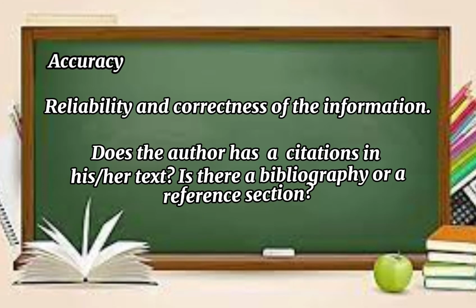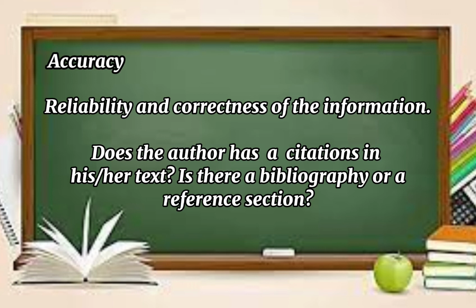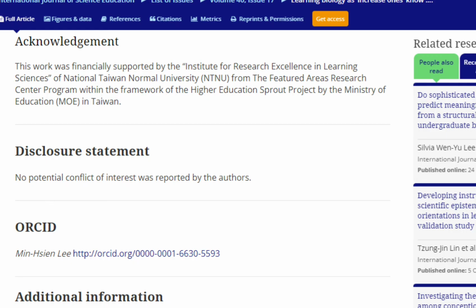Next is accuracy. It refers to the reliability and correctness of the information. To know if this article is accurate, we need to consider the following questions. Does the author have a lot of citations in his or her text? Is there a bibliography or a reference section? Apparently, this source has a foundation that supports its citations, and that is the Institute for Research Excellence in Learning Sciences at National Taiwan Normal University, as you can see there. And therefore, this source has passed the accuracy.